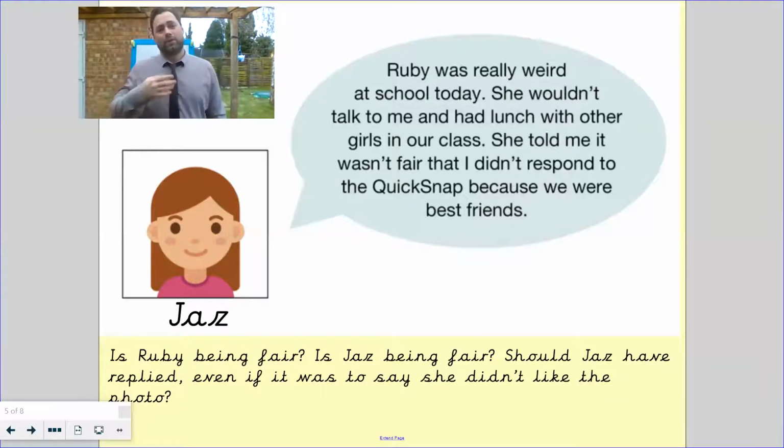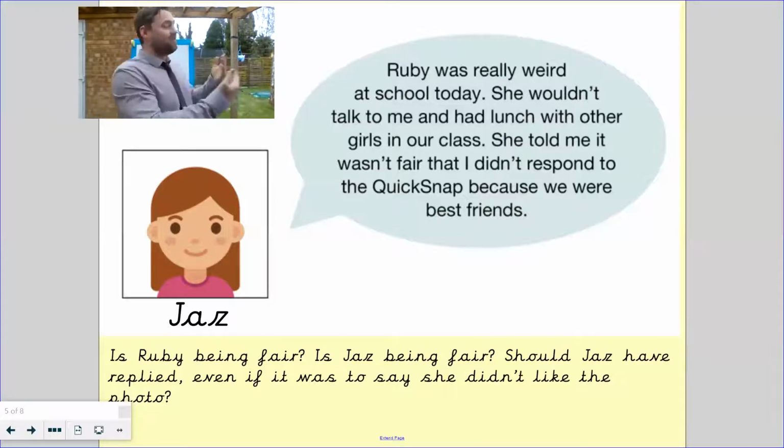But here we've got a situation now where, because Jazz didn't respond straight away, Ruby is now talking to other girls in the class and excluding Jazz. Okay? And this is where peer pressure comes into it. Jazz didn't respond straight away. She hasn't given a reason as to why she didn't. But in this situation, you should be thinking that Ruby is being very unfair to Jazz.